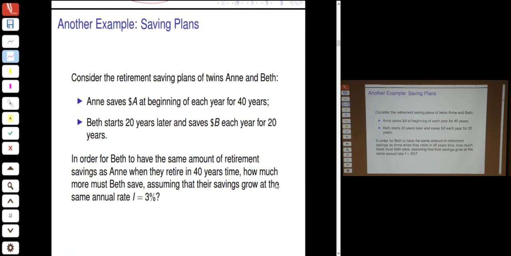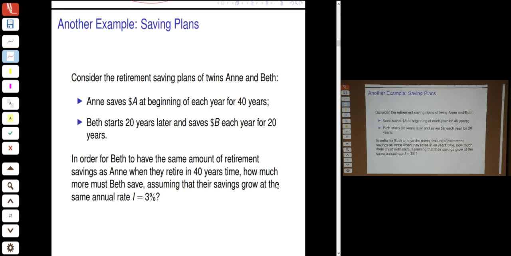So, here is another example involving savings plans. Consider the retirement savings plans of two twins, Ann and Beth. Ann saves $A at the beginning of each year for 40 years. Beth starts 20 years later and saves $B each year for 20 years. So, Ann saves for double the time that Beth saves. Now, suppose both of them want to have the same amount of retirement savings, and they retire in 40 years' time. How much more must Beth save, assuming that their savings grow at the same annual rate of 3%?